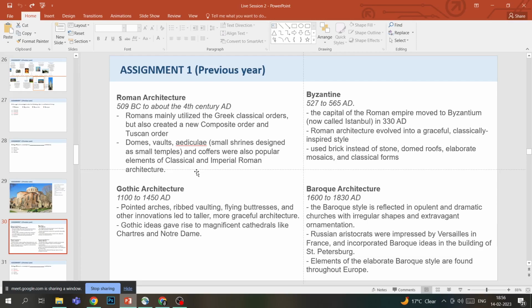They had domed roofs and elaborate mosaics and classical forms. And Baroque style was very dramatic, and it had irregular shapes and extravagant ornamentations, and it was very common in Russia and in France. The Palace of Versailles is an example of Baroque architecture, if you guys know about it, and you can search it later also. So these are the basic features.